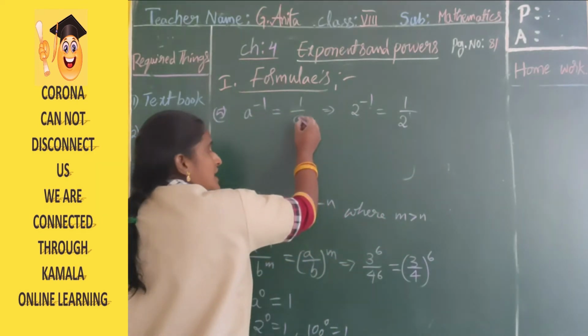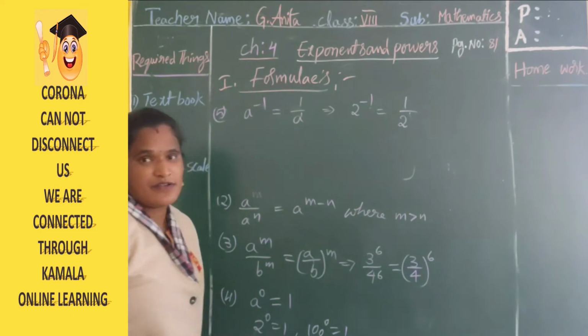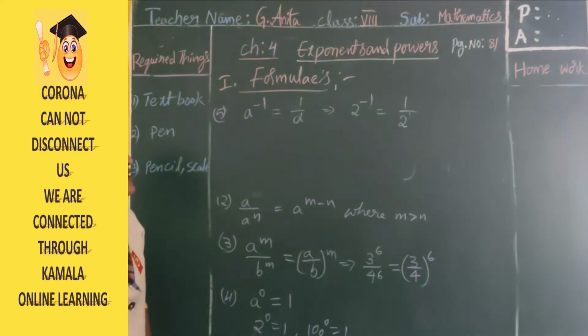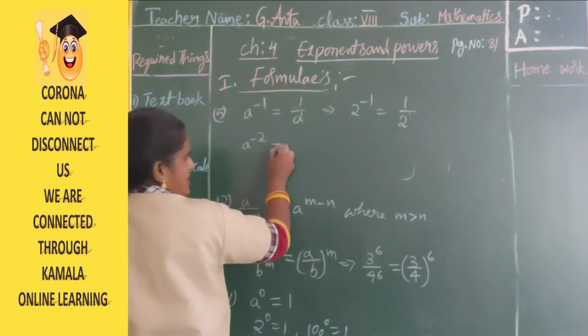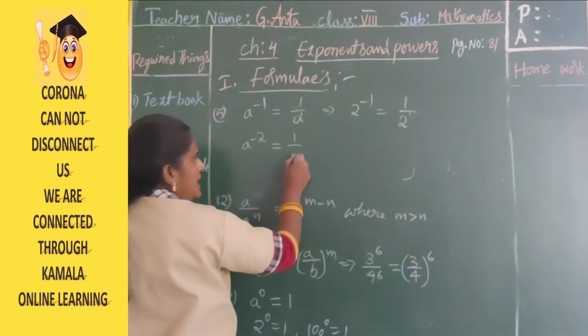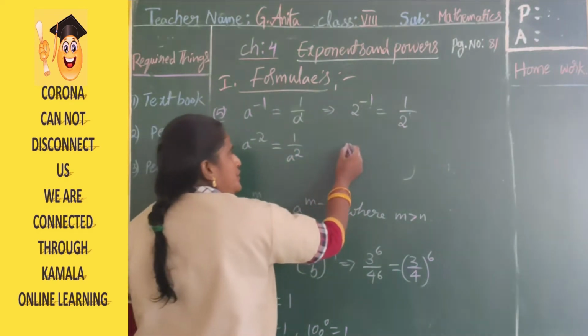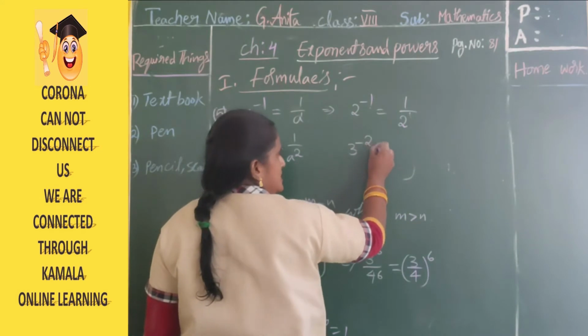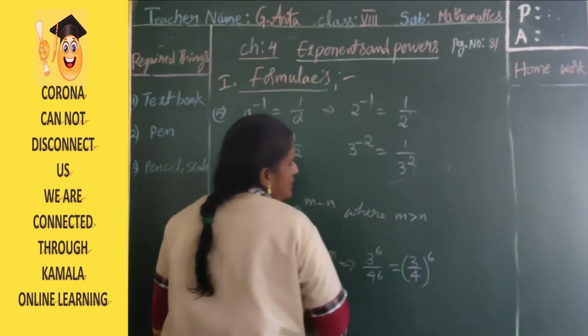Here also, a single a is not there; a power 1 is there. You observe. And next, for example, a power minus 2 is there. So what is the value of a power minus 2? This can be written as 1 by a power 2. Next, 3 power minus 2 is there. So this can be written as 1 by 3 power 2.